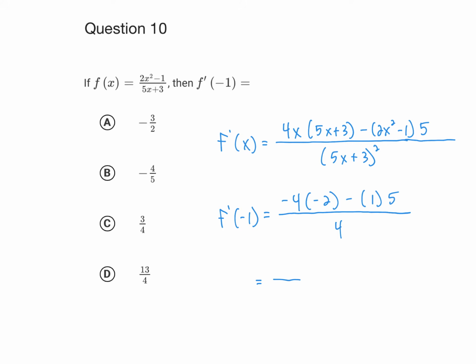All right, and then we just start simplifying. So -4 times -2 is 8. That's 5 over 4. And so that's C.